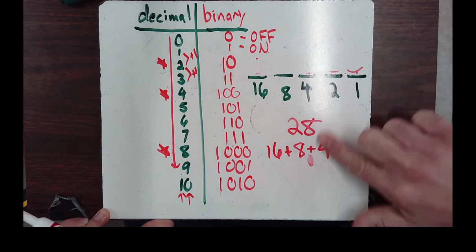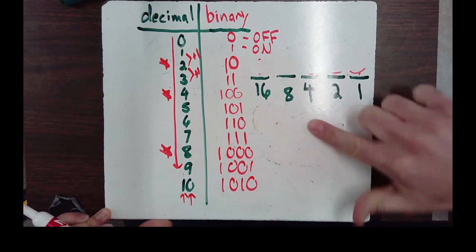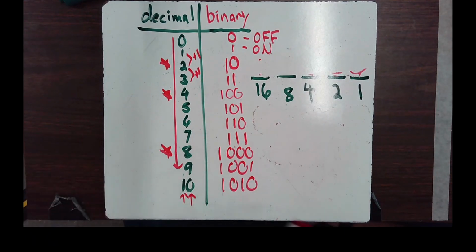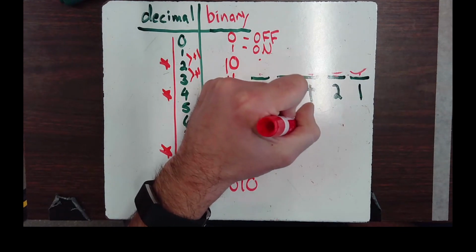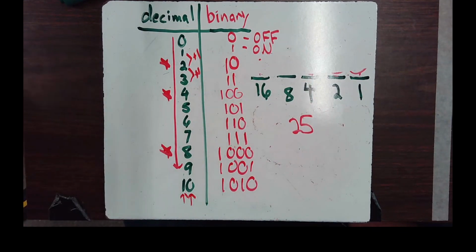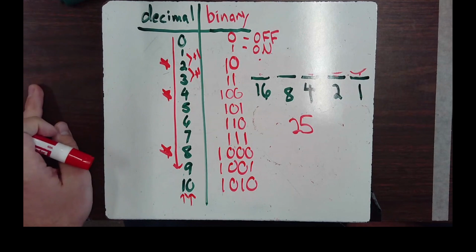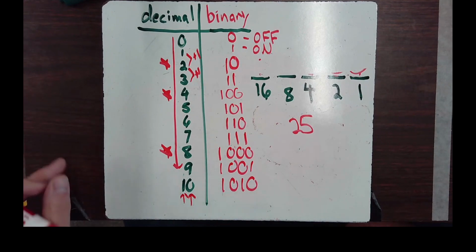All right, I'll show you one more here to get you on your way. Let's say I wanted to have the number 25. What will that be in binary? Well, you might want to pause the video right here and see if you can figure that out on your own. I'll join you in just a second. Welcome back. I hope you got it.